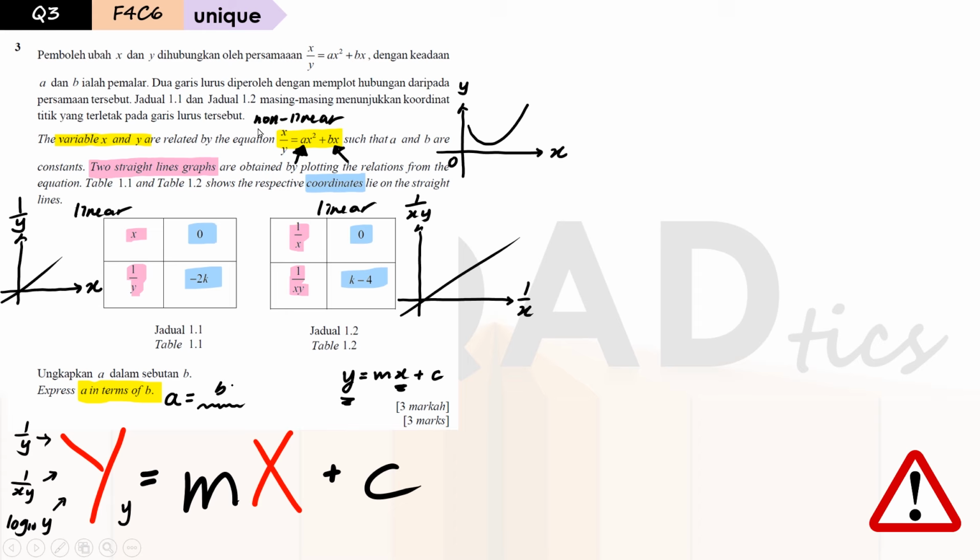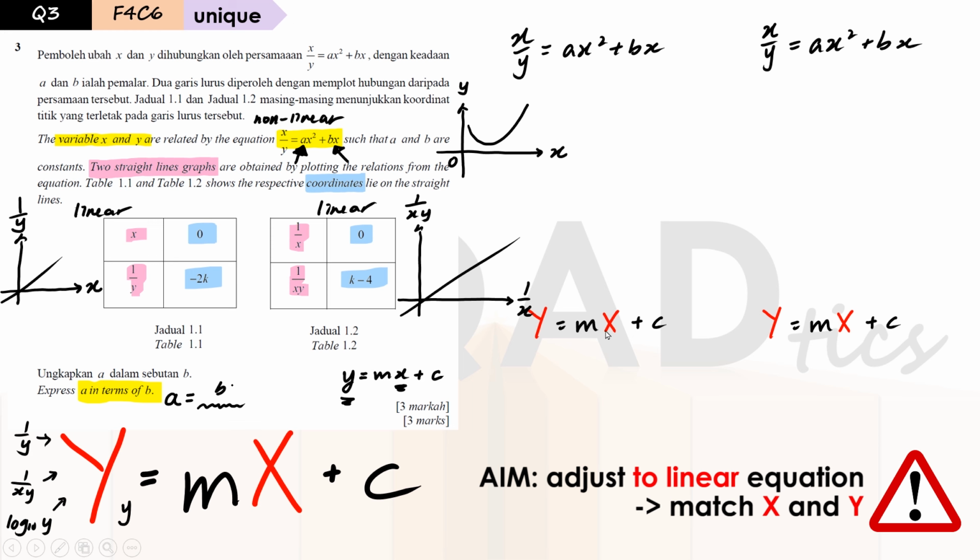So now, how are we going to transform this nonlinear equation to fit the axis of these two linear equations? Right? So what we can do is we can match it according to y equals mx plus c, and we identify what is the big Y and the big X here. So for example, for the first graph here, big Y would be 1 over y. Big X would be small x. Okay, so when we adjust the nonlinear equation here, we need to make sure the left side is 1 over y, and the right side of it will have x.